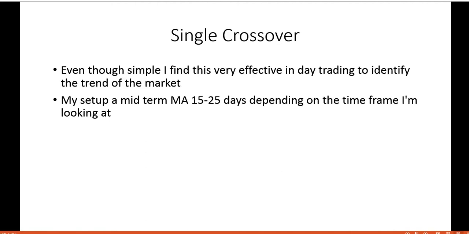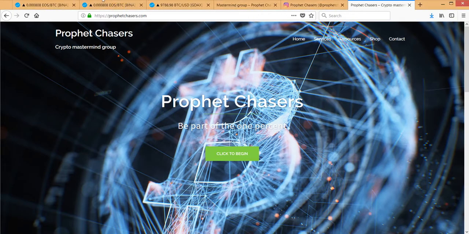So the single crossover, even though it's super easy, there's really nothing to it. It's just one moving average. It's effective, I think, in the shorter terms. It helps me identify the trend of the market. My setup is usually for a midterm trade, so I'm placing the 15 to 25 moving average. But then again, depending on what time frame I'm in, and I have an example of this right here.